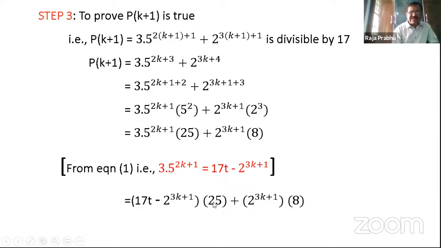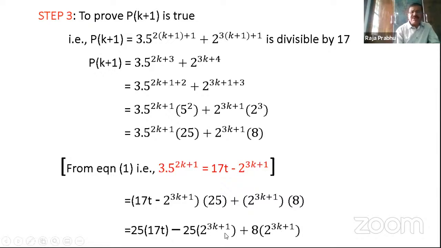Into 25, plus the other part, that is 2 to the power 3k plus 1 plus 8. Now here, this single term is written in two terms, that is 17t minus 2 to the power 3k plus 1. Here into 25 is there. Now I am trying to multiply these two terms by 25 because there is a product in between them. So it will be 25 into 17t minus 25 into 2 to the power of 3k plus 1, plus this part also.